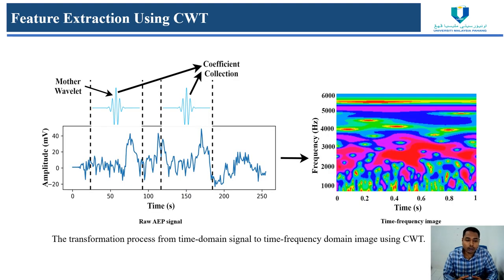This figure shows the transformation process from time domain signal to time-frequency domain image using CWT. In this study, we have used a mother wavelet and it has two properties. The first one is the scaling property and the second one is the shifting property. Based on these properties, we collect the coefficients to build the time-frequency image.